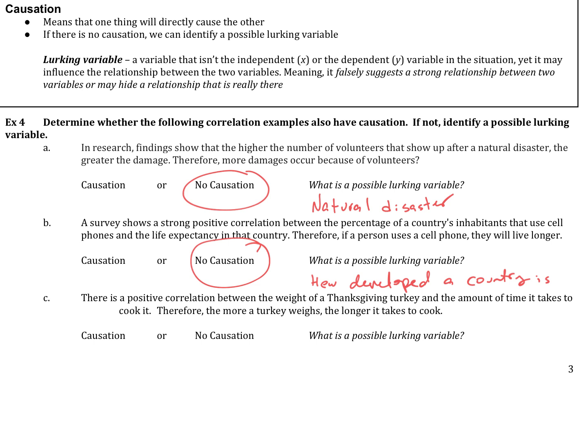All right, C. There's a positive correlation between the weight of a Thanksgiving turkey and the amount of time it takes to cook it. Therefore, the more a turkey weighs, the longer it takes to cook. Now, this is just direct causation. A turkey's weight does dictate how long it's going to take to cook. Turkeys that don't weigh as much won't take as long to cook, whereas vice versa, a heavier turkey is going to take longer to cook.